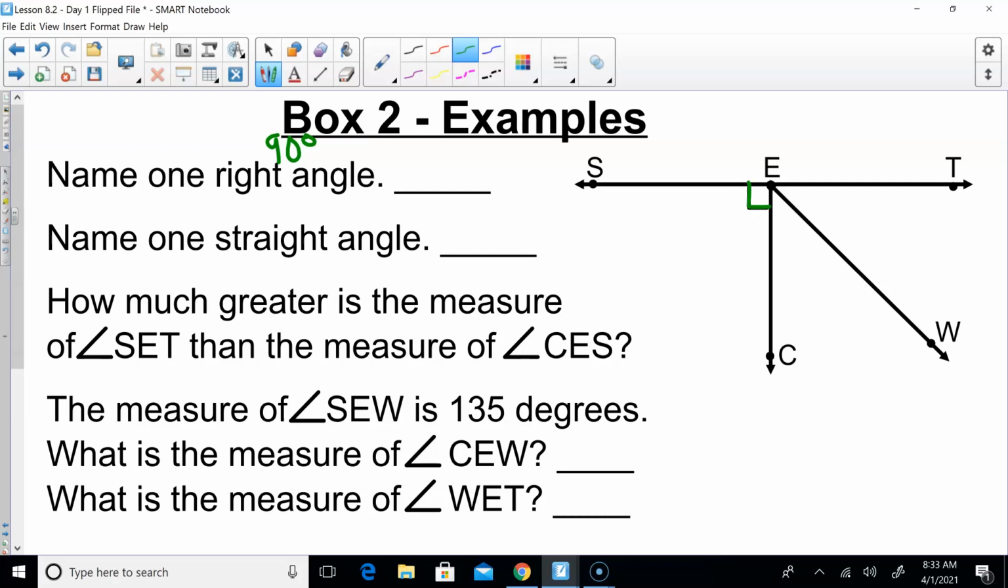So I can have angle, I need the symbol to tell me that one, and SEC. Is there another one? There is another one. Do you think you could find and write that one down too? That'd be great.